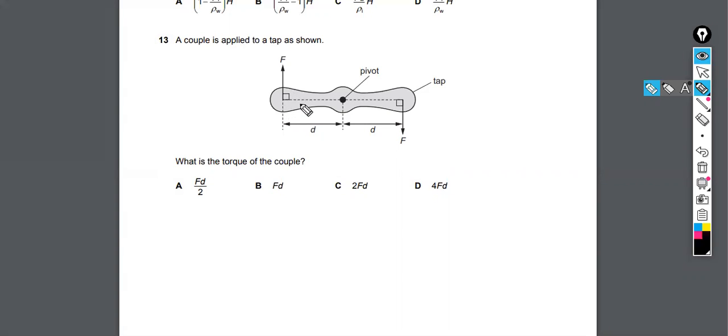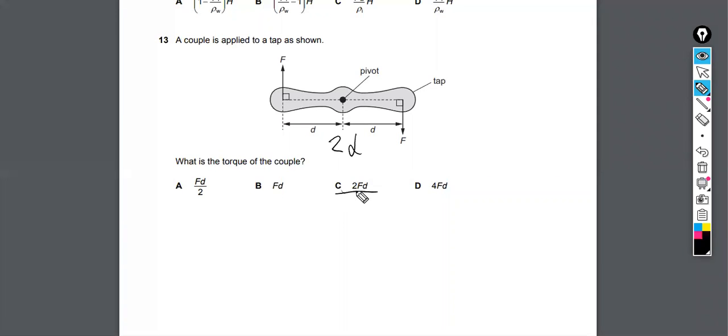And remember that the definition of the torque of a couple is one of the forces times the perpendicular distance between them. The perpendicular distance between them would be 2d, and one of the forces is F. And so we're looking for F times 2d, or 2Fd. Just knowing the definition of torque is enough to quickly get you to see. You don't have to second guess yourself. That's a really straightforward one, and you move on.